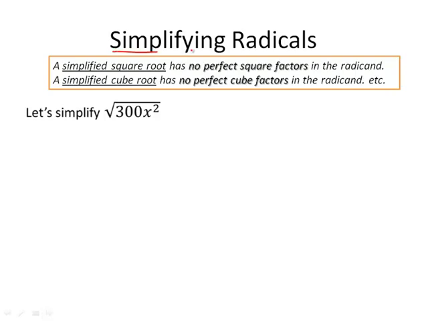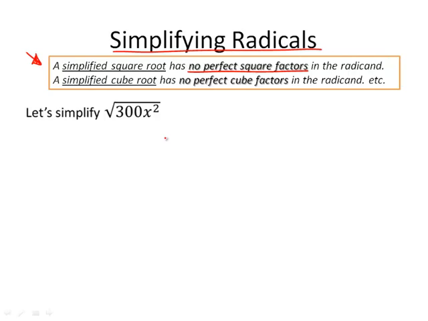Let's move on to simplifying radicals. You saw a little bit of a snip of that in the first slide. Let's continue. So here again, I have the criteria for a simplified root. A simplified square root has no perfect square factors in the radicand, and we saw that with 32.